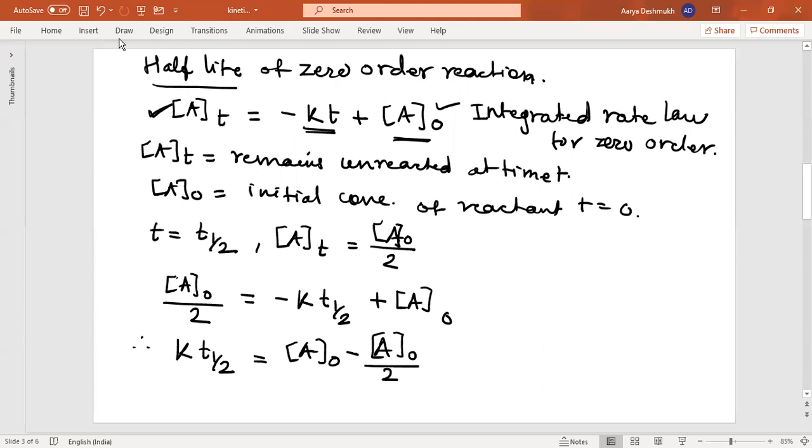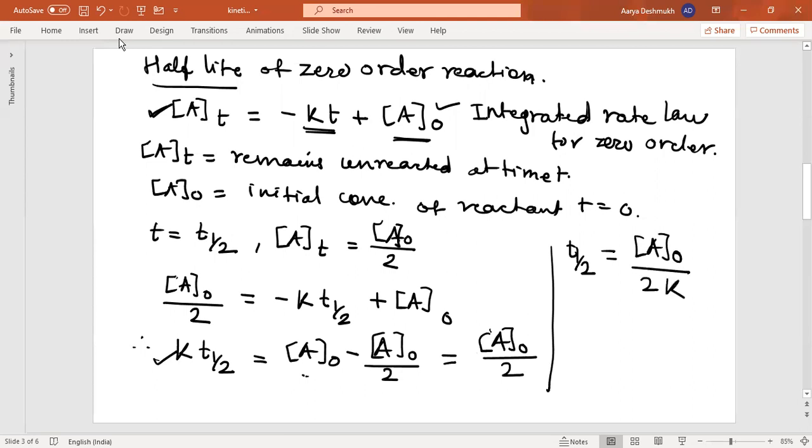Okay, so you can write A0 minus A0 upon 2, that will be equal to A0 upon 2, isn't it? So half of this is subtracted from this, so the remaining quantity would be A0 upon 2. So you can write that in terms of T half now. This equation you rearrange in terms of T half. So T half would be equal to the concentration of A at 0 time divided by twice K.